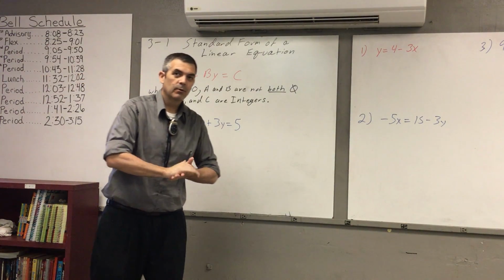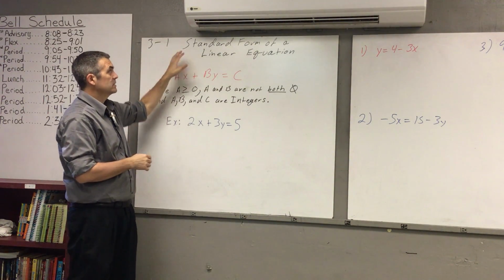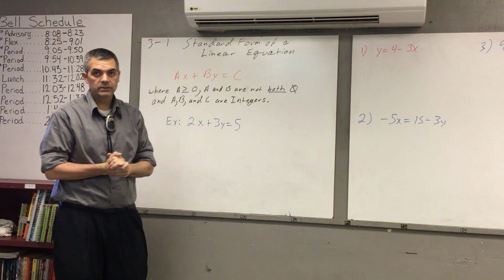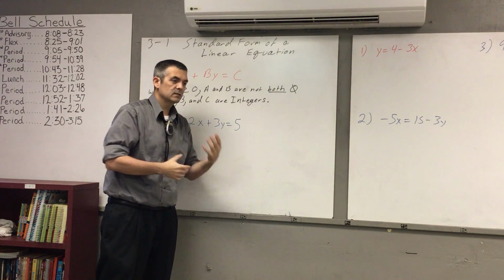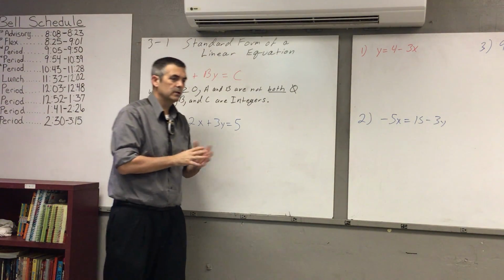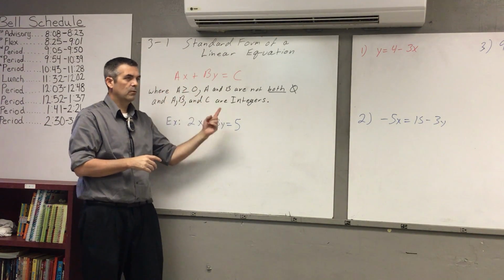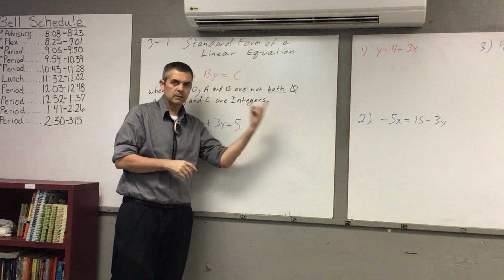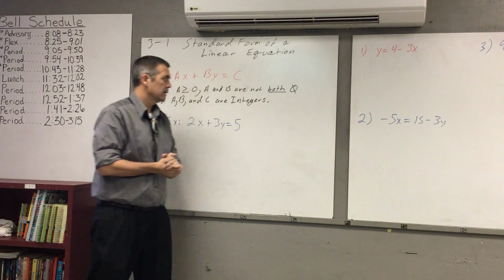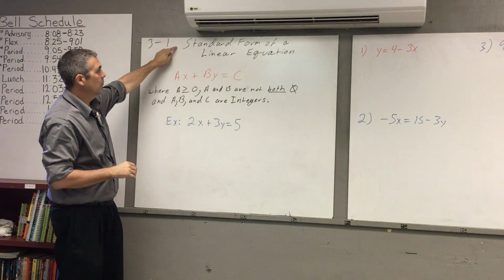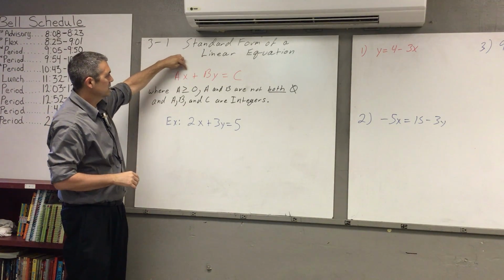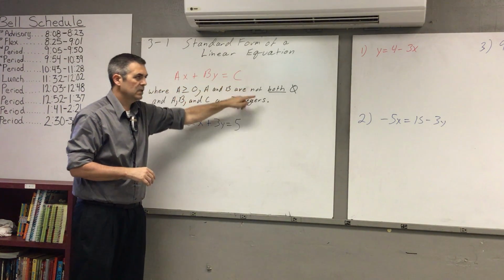Okay, so today we're going to talk about standard form of a linear equation. Now, you've seen things in other forms in pre-algebra, primarily slope-intercept form. This is another form. We're going to really talk about this one and get into it. So standard form is this: ax plus by equals c.